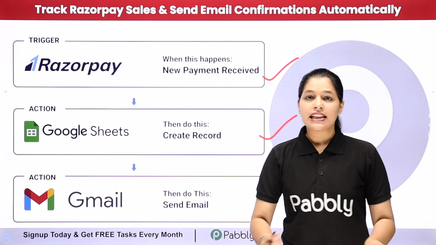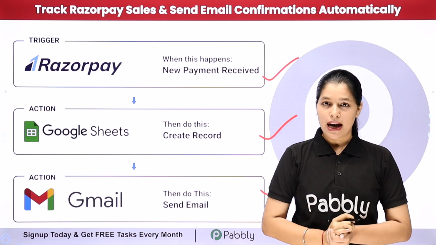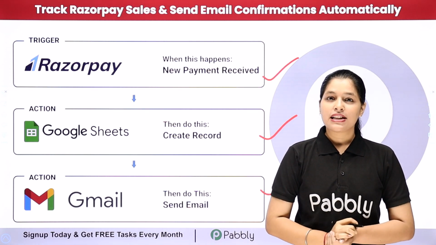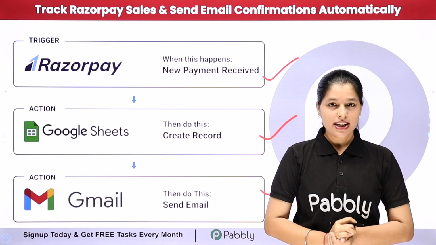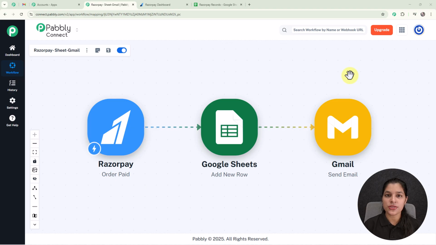For building this automation, I am going to use Pabbly Connect. If you also want to build this automation, then let me take you towards my screen. Welcome to my screen. In this video I am going to show you how you can add Razorpay sales records to the Google Sheet and send thank you emails via Gmail.